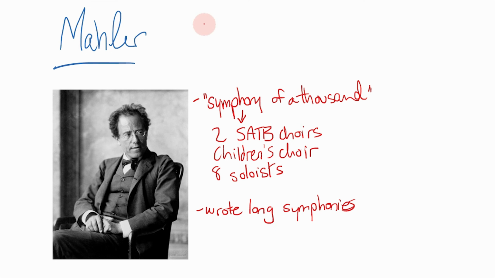In the hands of Gustav Mahler, the symphony transformed into an even larger beast. Like in the Romantic era, it was already a huge, expansive symphony, but he just took it and ran. So his 8th symphony from 1906, for example, is nicknamed the Symphony of 1,000 because of the sheer number of vocalists involved, which included 2 soprano, alto, tenor, bass choirs. There was a children's choir, there were 8 soloists. So I mean, not quite 1,000, but a lot of people singing.